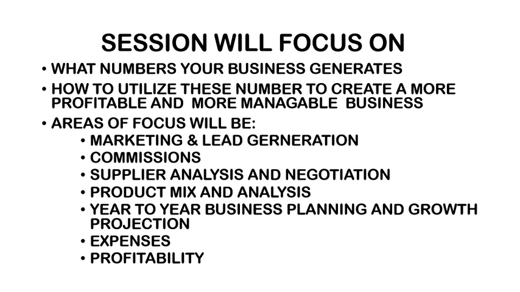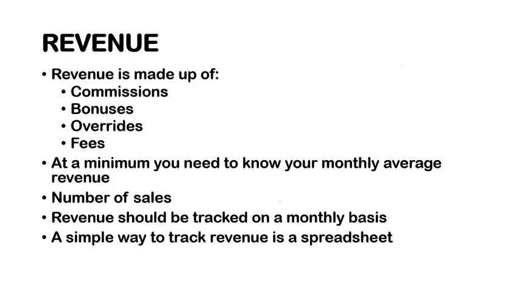We're going to look at year-to-year business planning and growth projections, and there's a couple of ways to do that, and I'm going to show you a couple of ways on how to analyze your year-to-year business, do your planning, and generate your growth projections. We're going to look at expenses, why it's important to focus on your expenses, and we're going to look at profitability, and there's a formula I'm going to give you to calculate your profit margin that will tell you, is your business doing well? Is it not doing well? Is it growing? Is it going in the right direction or not going in the right direction?